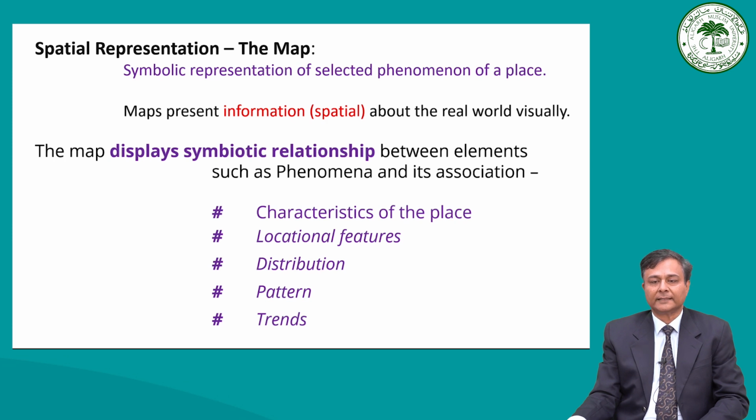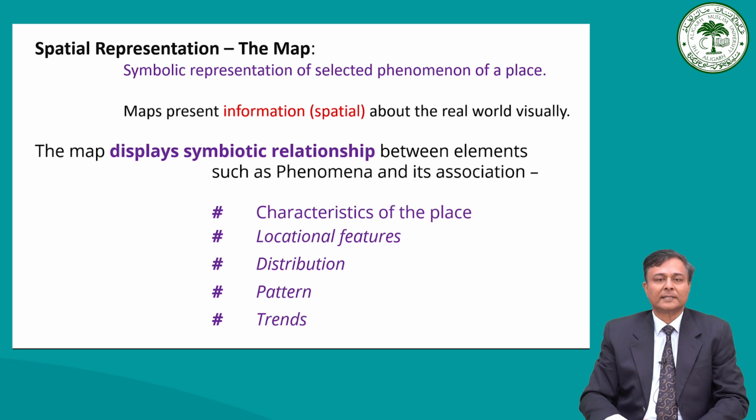Needless to say that maps are the best way of representing spatial information. So a map can be said to be a symbolic representation of selected phenomena of a place. Maps present information, mostly spatial, about the real world visually. The map displays the symbiotic relationship between elements such as phenomena and their associations.